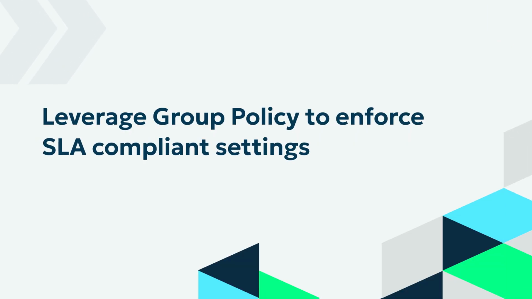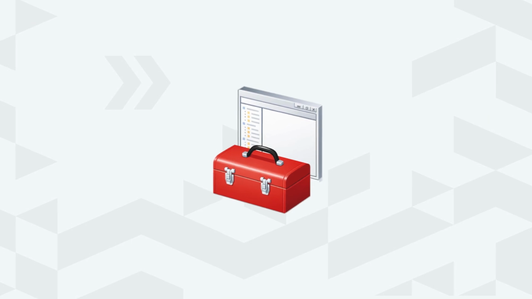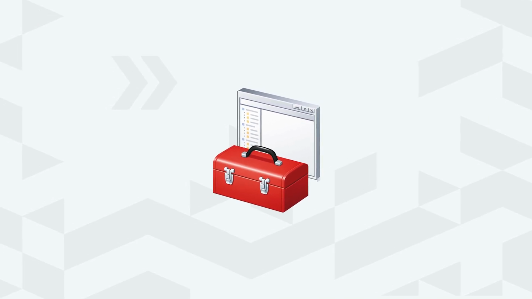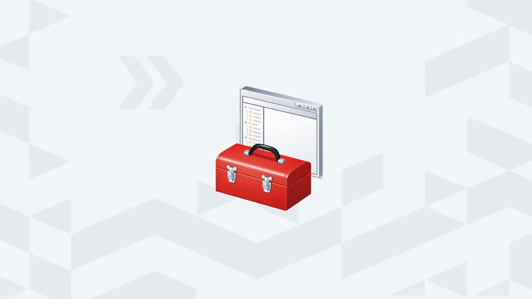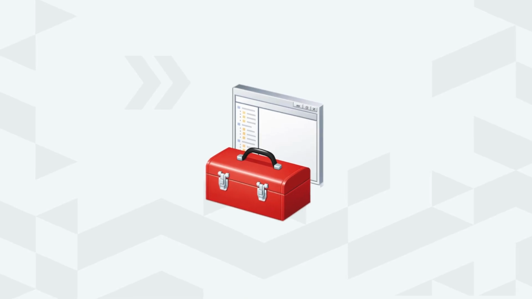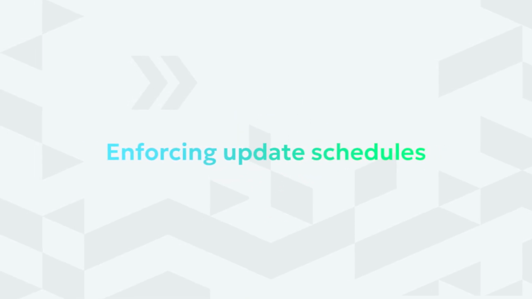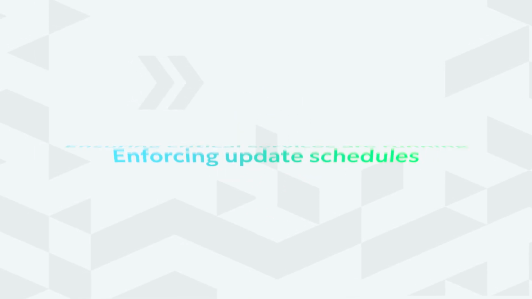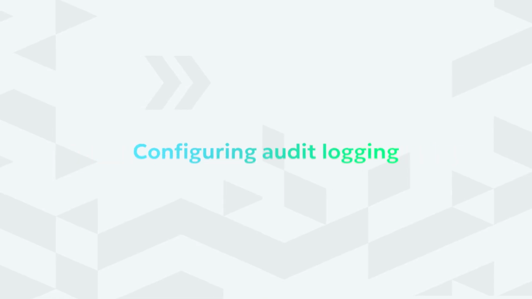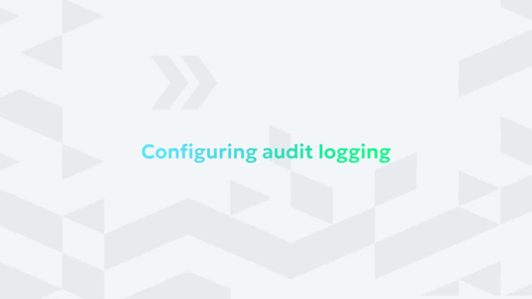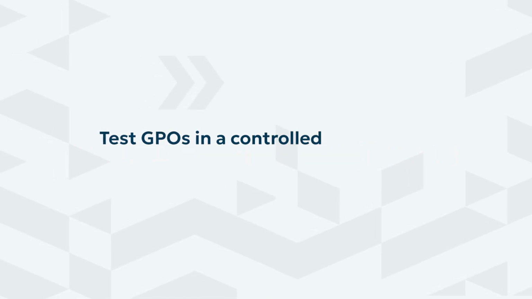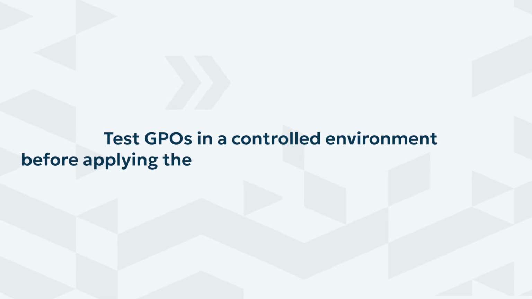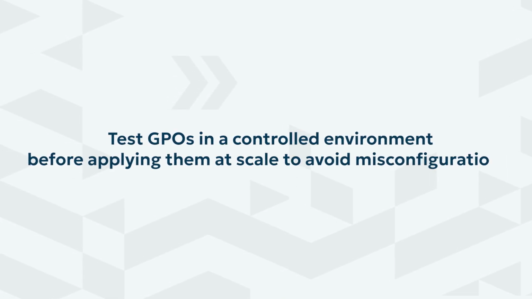Leverage Group Policy to enforce SLA-compliant settings. You can also use the Group Policy Management Console to apply settings that improve SLA compliance for domain-connected endpoints. This includes settings such as enforcing update schedules, ensuring critical services are running, and configuring audit logging. Test GPOs in a controlled environment before applying them at scale to avoid misconfigurations.